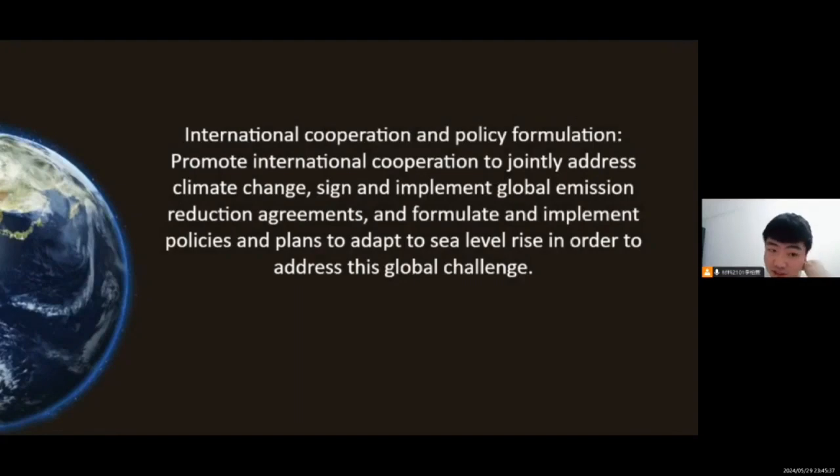And the third solution is international cooperation and policy formulation: to promote international cooperation to jointly address climate change, sign and implement global emission reduction agreements, and formulate and implement policies and plans to adapt to sea level rise in order to address these global challenges. And my part is finished.